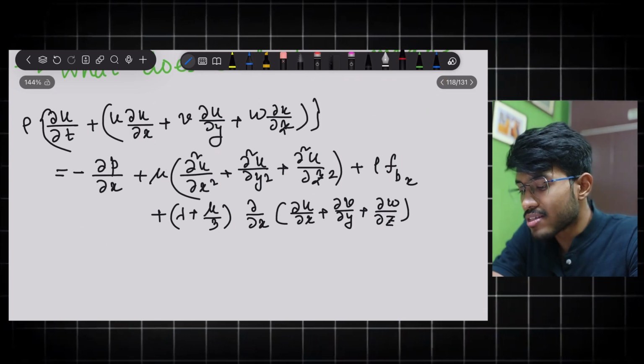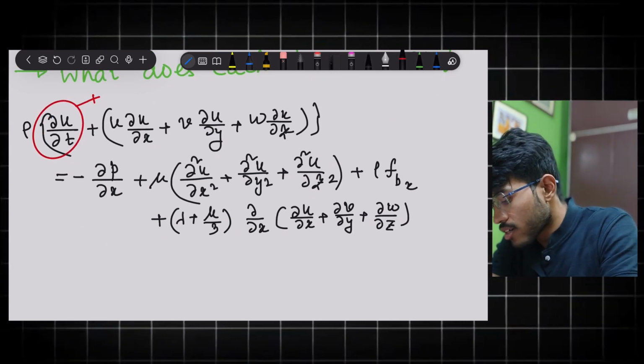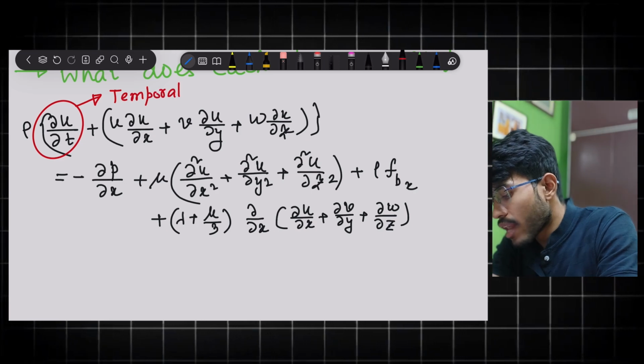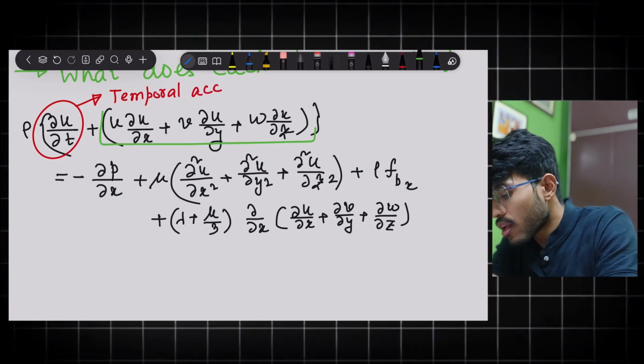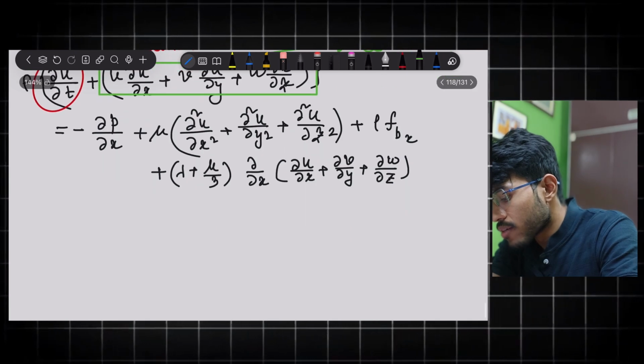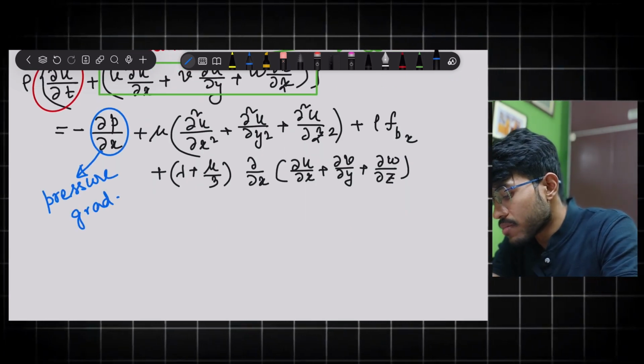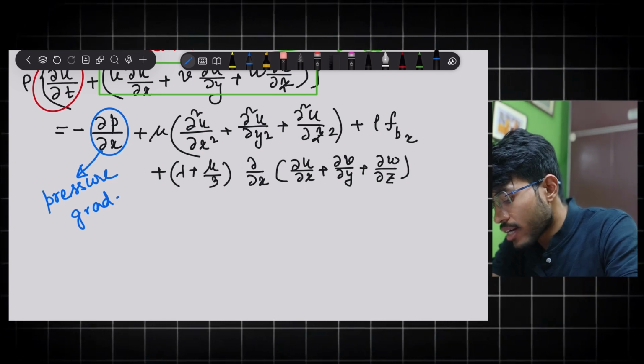Now, what does each term mean? So we know that this term is the temporal acceleration, right? Temporal acceleration. Okay, and this term is the convective acceleration. This term is very simple, that is the pressure gradient.